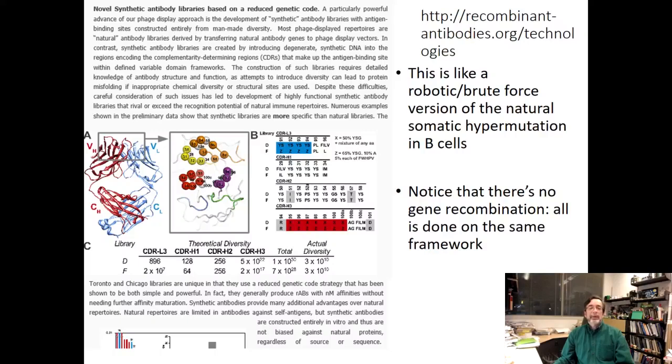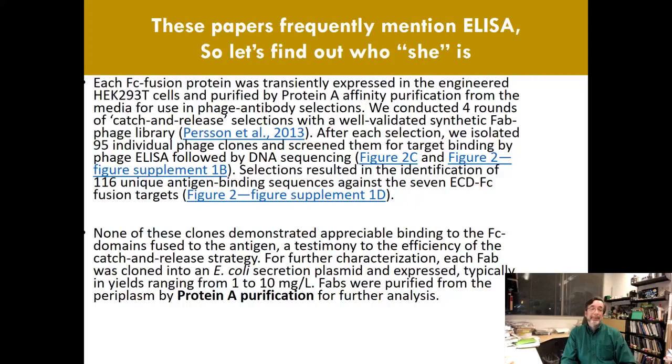Even that has a total possible diversity of 10 to the 30th. So technically they don't do a complete variation, but they don't need to. You just need enough variation to have a lot of diversity. They have 3 times 10 to the 10th sequences, and that is enough. That will get you something that will bind, and then you can select it, amplify it, and mutate that. So realize that I want you to see how this is like a robotic version of natural somatic hypermutation. It is not like gene shuffling. There's no gene recombination. It's all done on the same framework, and this framework was selected by humans for its good properties in the lab.